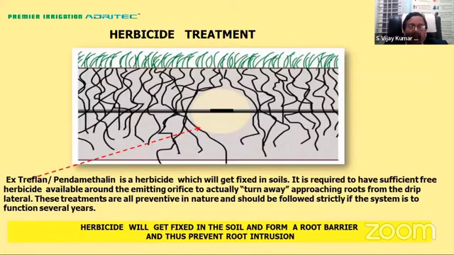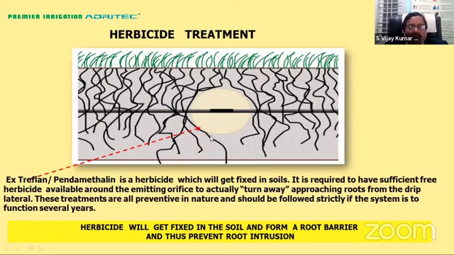So I want you to understand how this herbicide treatment works. Now you look at the sketch. This is the drip line. When you inject this pendimethalin or the herbicide, it will naturally get fixed in the soil, and what it will do is not allow the roots. This area is going to be protected from the roots entering into the orifice of the emitter. So this is how it is going to work. You can understand how important it is.